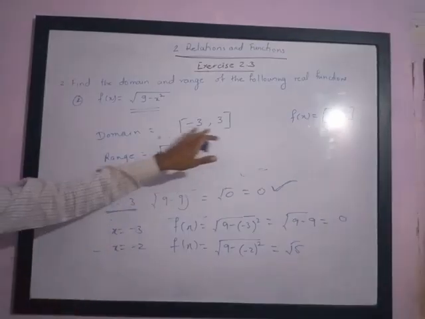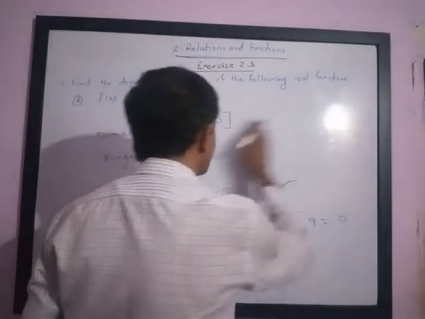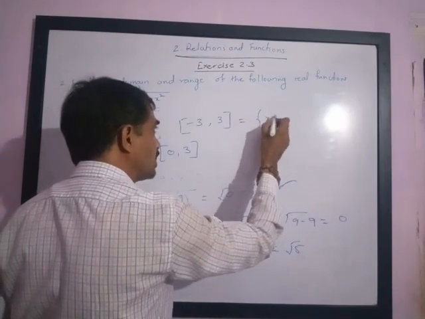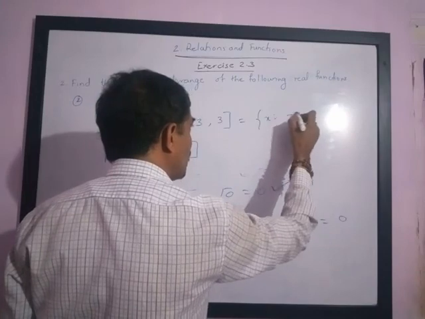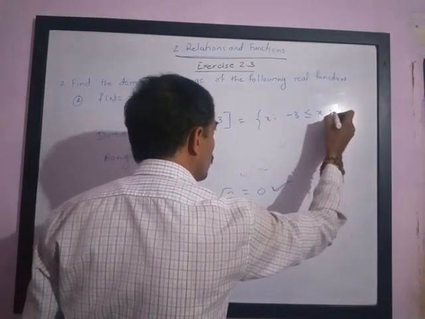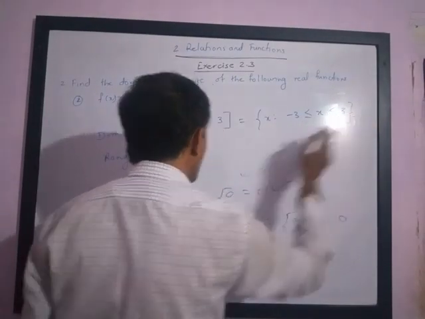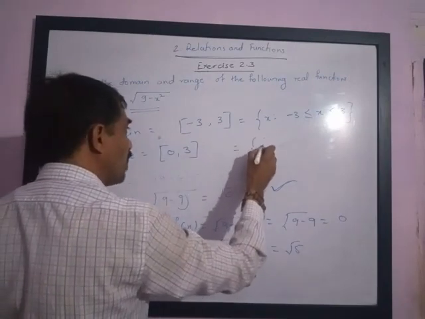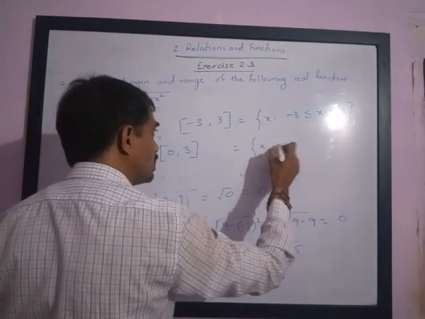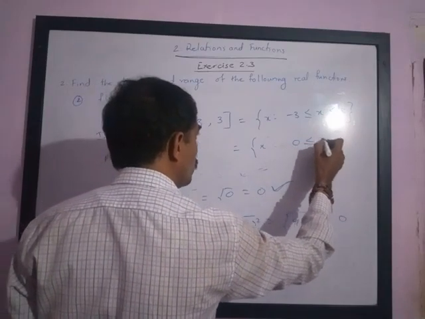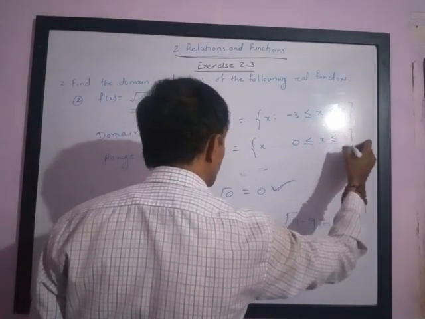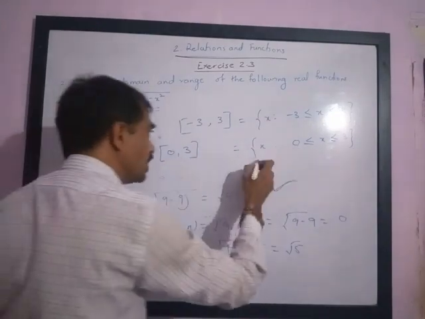So this also can be written as the domain is a set of x such that x is having the values from minus 3 to positive 3, and the range is a set of f of x such that f of x is having the values from 0 to 3. It can be written in this way or it can be written in this way as well.